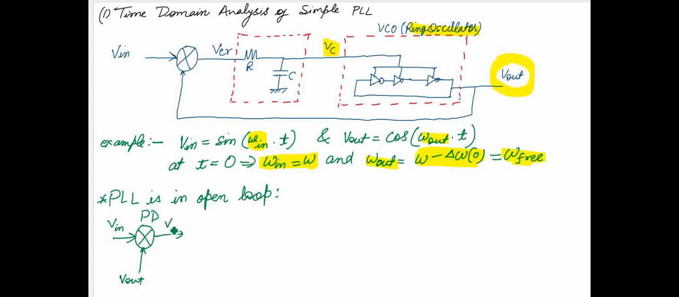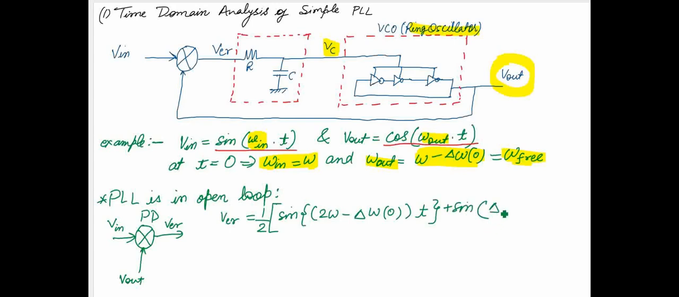And there you are getting V error. What is your V error now? V error will be equal to the multiplication of these two, sin omega in t and cos omega out t. After multiplication, you will get 1 by 2 sin (2 omega minus del omega 0) t plus sin del omega 0 t. Now you can see this is your frequency error, and you want to vary your Vc according to this, so your output frequency can vary accordingly. For that purpose, I have to remove the high frequency component, and I can remove it using a low pass filter.